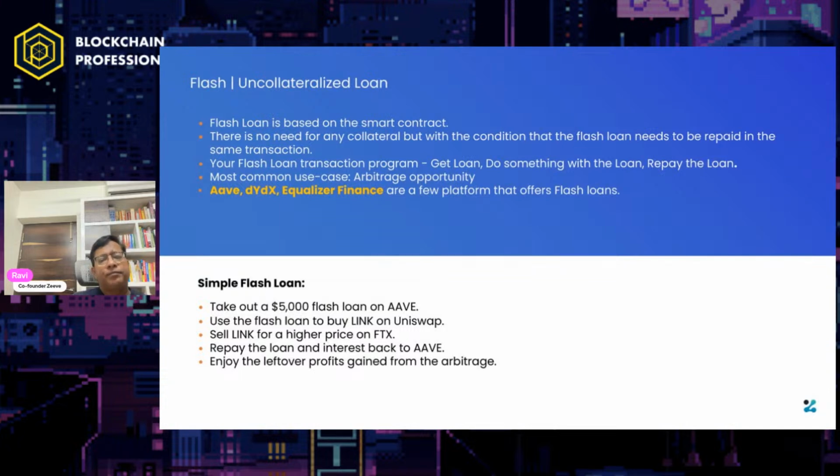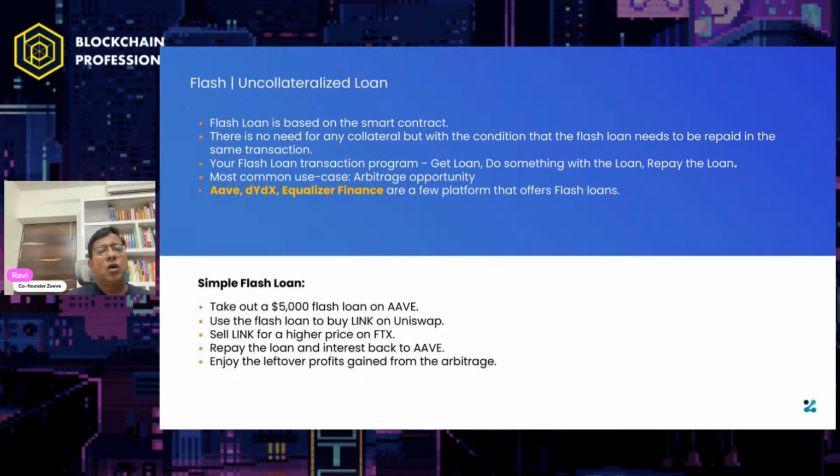So let's say there are two dexes. On one dex, a token is being traded at $10, and there's another dex where the same token is trading at $11. So there's an opportunity of $1. You can buy from dex A at $10, and sell it on dex B, and earn that 10% arbitrage opportunity, or 5%. Sometimes the arbitrage opportunity may be small, just 1%, 2%.